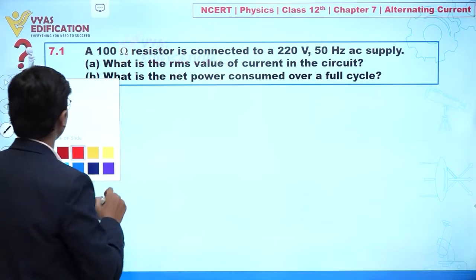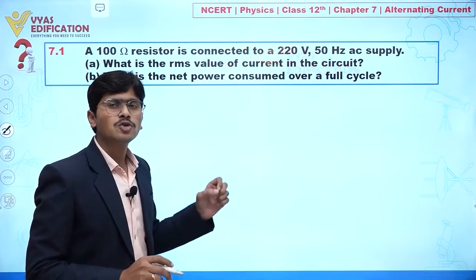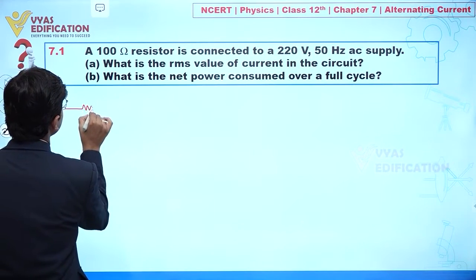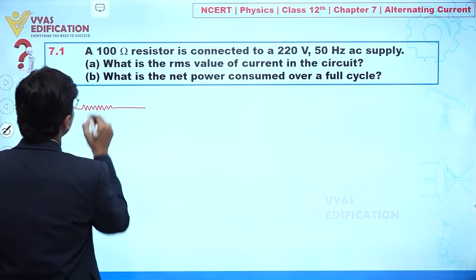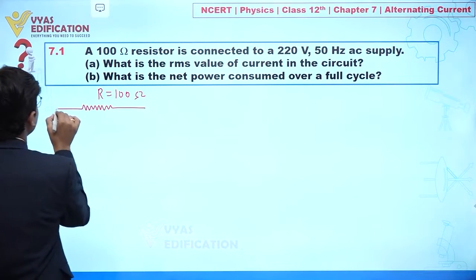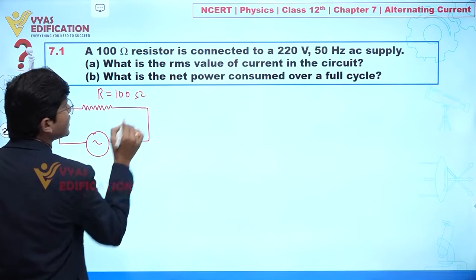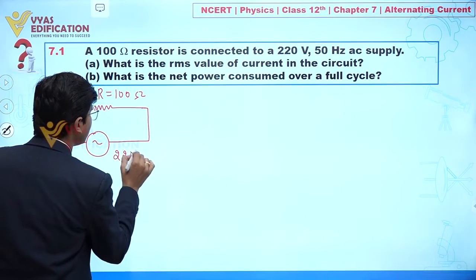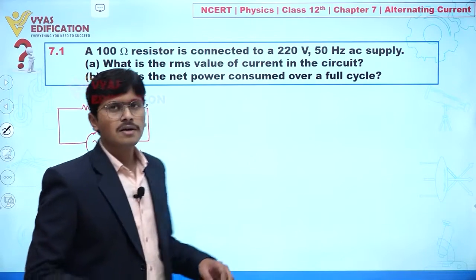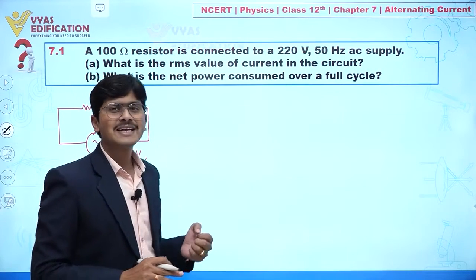In this question it is given that a 100 ohm resistor is connected to a 220 volt, 50 hertz AC supply. Let's suppose this is the resistor. The value of this resistance is given as 100 ohm. It is connected to an AC supply of 220 volt, and the frequency is 50 hertz. Now what is my first objective in this question? What is the RMS value of current in this circuit?